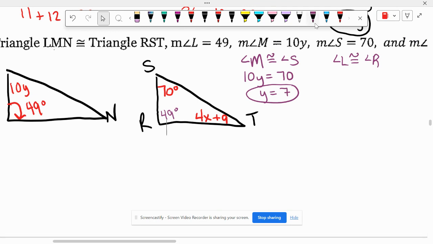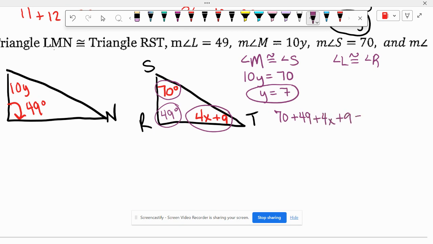This is the theorem that we learned on Wednesday or Thursday. The triangle sum theorem. What do we know about the interior angles of the triangle? What do we know about all of these angles? If I were to add all of these up, what? They add up to 180. 70 plus 49 plus 4x plus 9 has to equal 180.